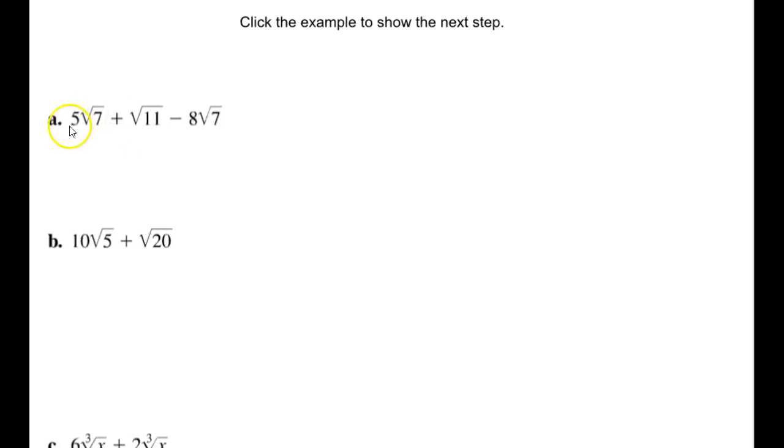So here you'll see I have 5 times the square root of 7 plus the square root of 11 minus 8 times the square root of 7. So I know that I can't just add them, I don't want to put these in the calculator. I want to keep my exact values. So I know I have to simplify and then combine like terms.